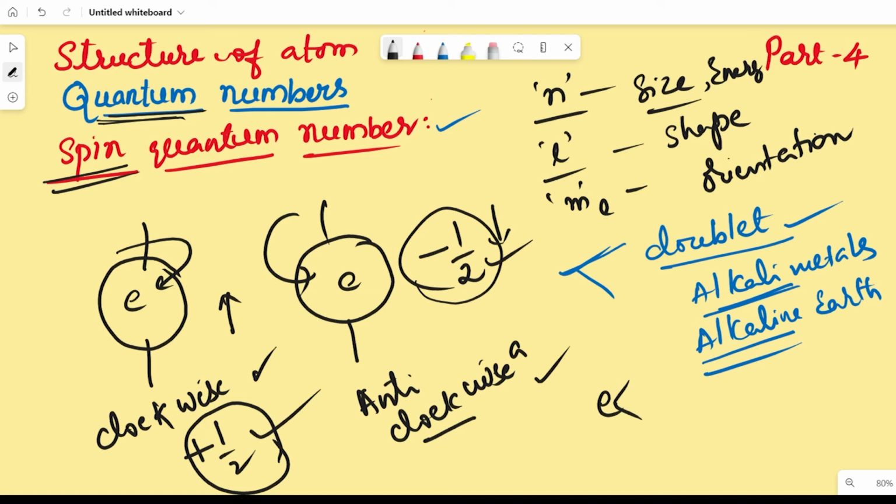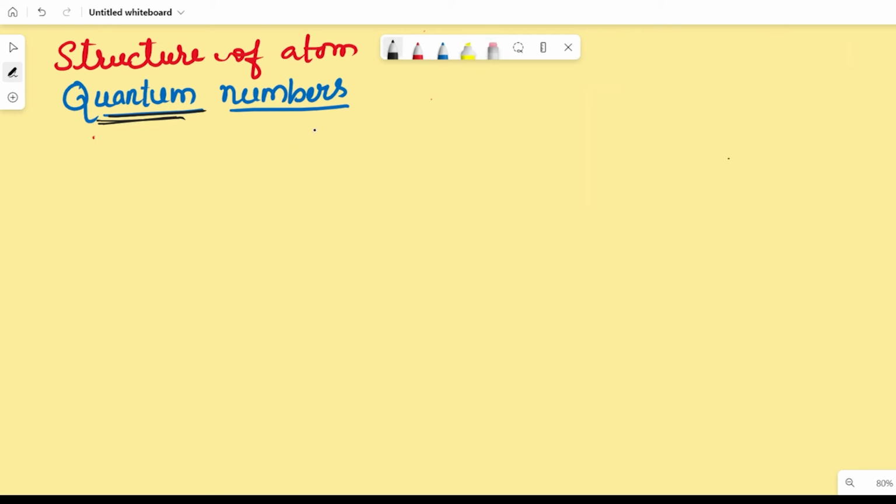So this is all about today's class. In this class we discussed the four types of quantum numbers and some theories were also explained. And one more concept is there. Now, orbit, orbital. See, what is the difference between orbit and orbital? Let us see.